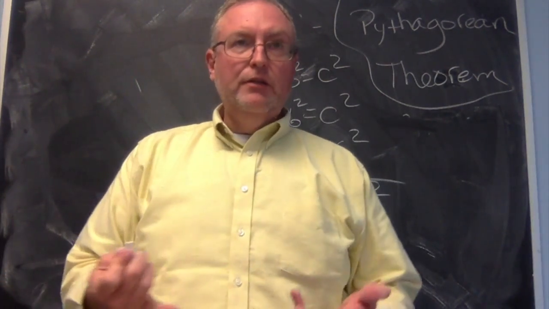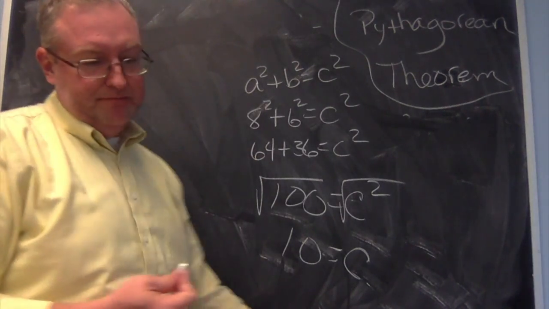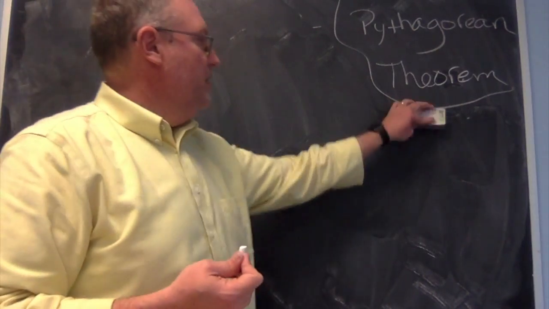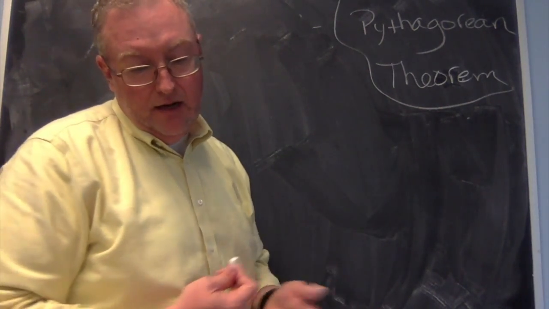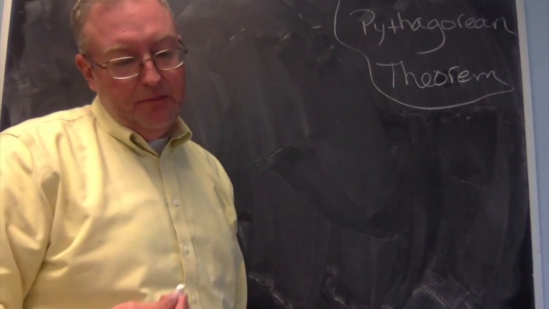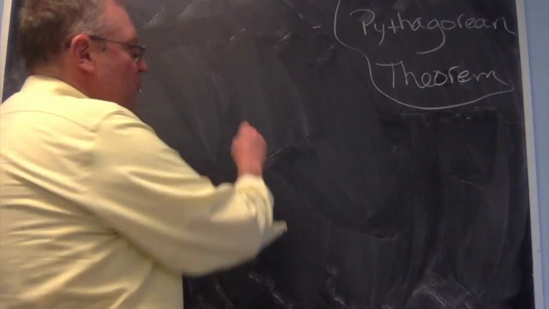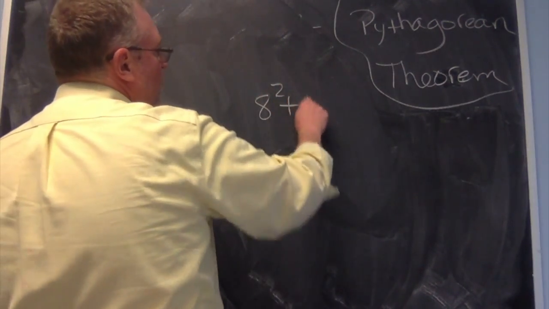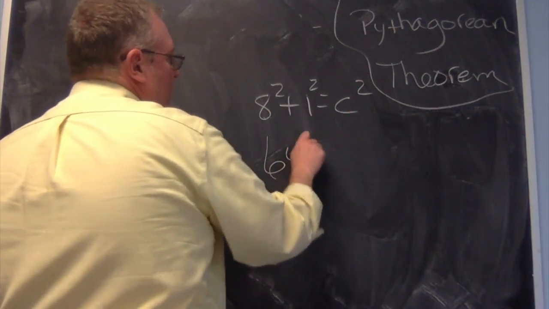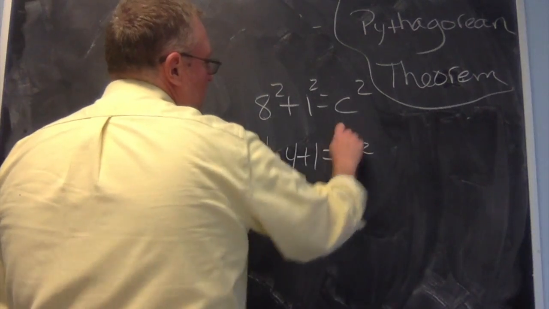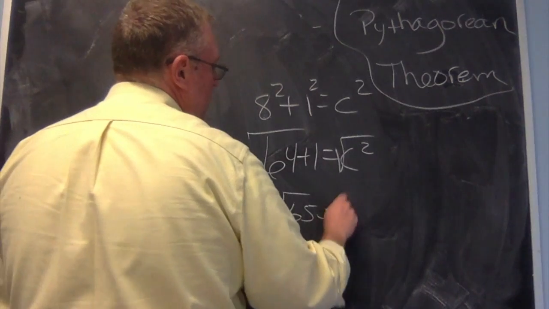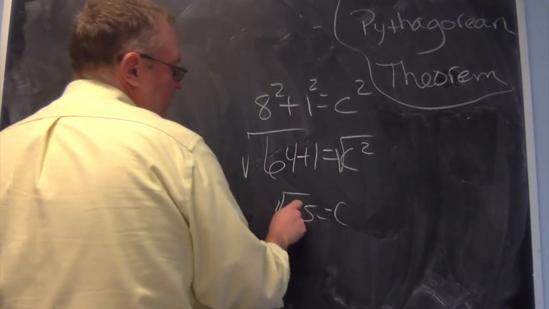Now, what they're going to do is throw in some odd ones that don't quite work out, and you just take it down as far as you can. Number 2 says your dimensions are 8 and 1. So I have 8 squared plus 1 squared equals c squared. That'd be 64 plus 1 equals c squared. The square root of 65 is c.